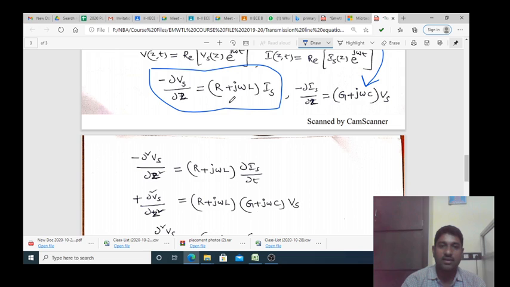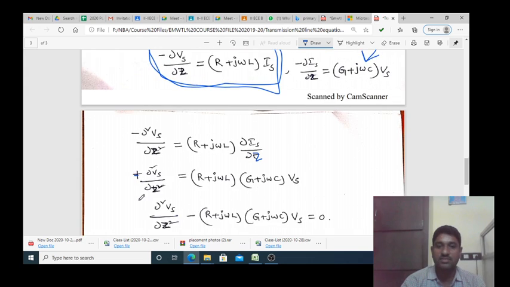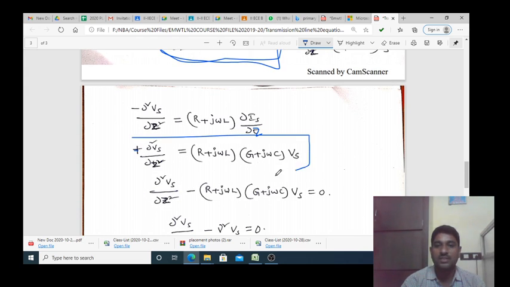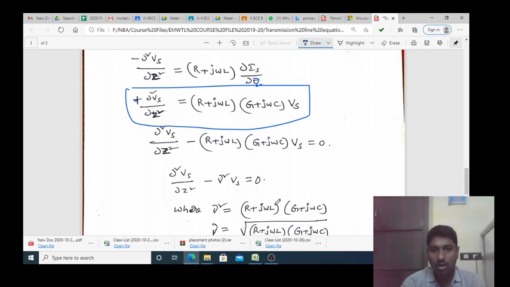From this, now differentiate this equation again on both sides with respect to z. So we get dou square Vs by dou z square, and again dou Is by dou z. Now what is dou Is by dou z here? Minus of g plus j omega c into Vs. By putting it here, minus minus becomes plus. So this is the final equation we obtained. Now by taking this term to the left hand side, you will get dou square Vs by dou z square minus r plus j omega l into g plus j omega c into Vs equal to 0. Now, this is the final equation.